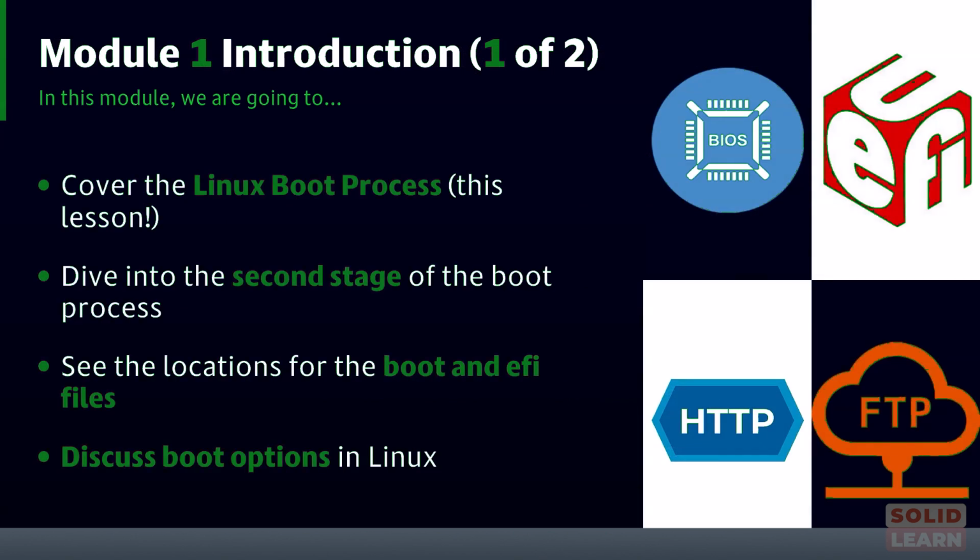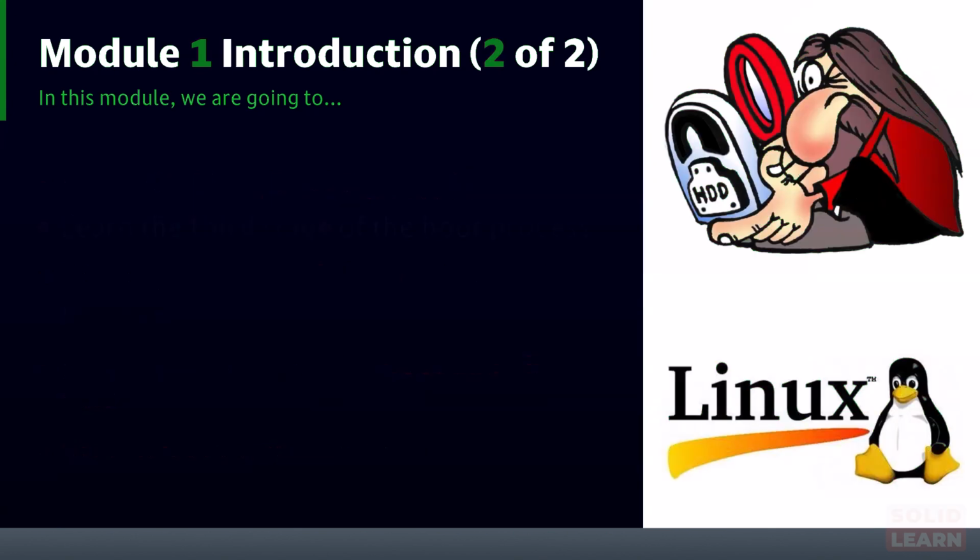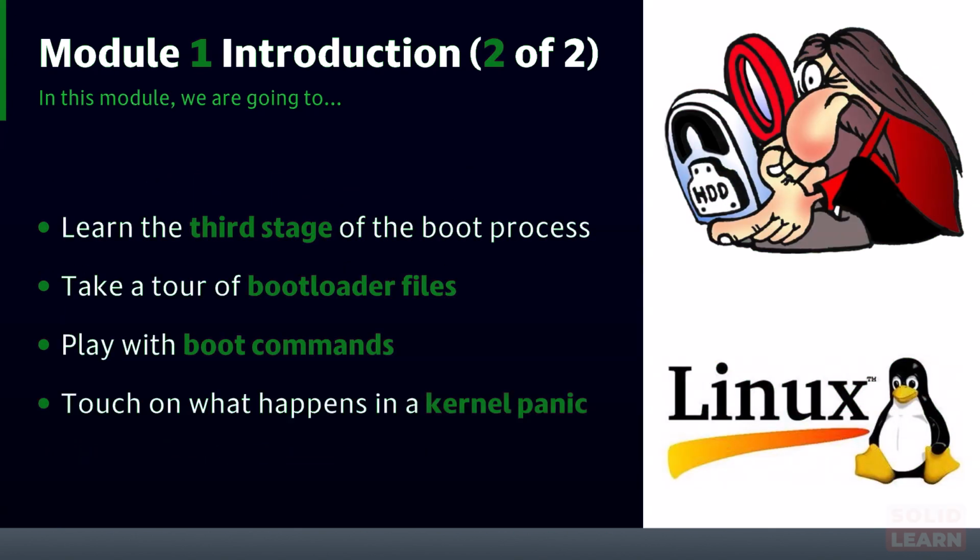So as we go throughout this module, here are some of the topics we're going to cover, and these generally align with the exam blueprint objectives. So in this lesson, we're going to cover the Linux boot process. Then we're going to dive into the second stage of the boot process, and we're going to get into some of the files that are involved, the boot and EFI files. We're going to talk about different boot options in Linux. We're going to learn about the third stage of the boot process. We're going to look into the bootloader files and play with some of the commands you use to boot. And then finally, we'll touch upon what happens when you have a kernel panic on a Linux system.